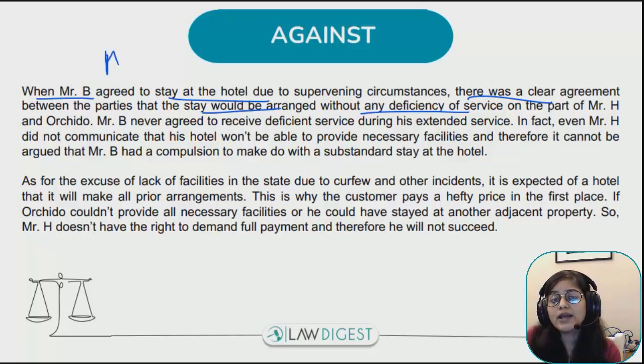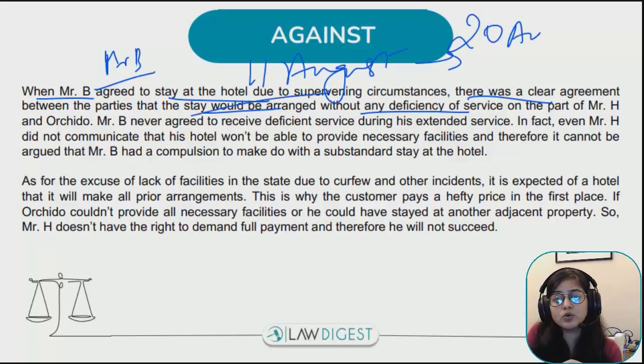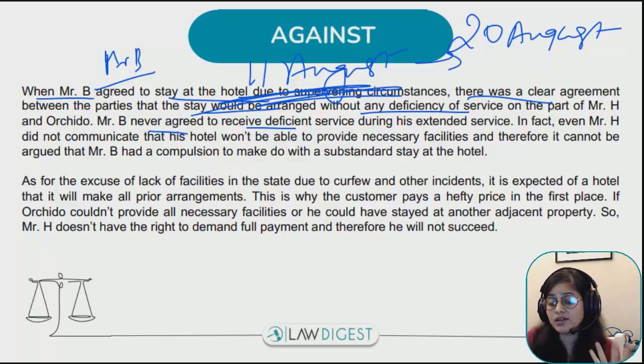So Mr. B did not expect that the services that he got till 11th of August, he assumed that they will only continue till 20th of August. It could not have been presumed that these services will be different from this time period. Further, Mr. B never agreed to receive deficient services during extended services, as we've already spoken.